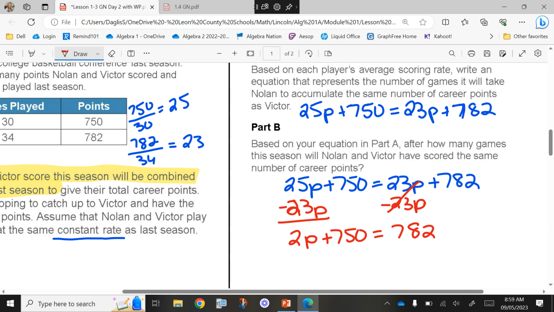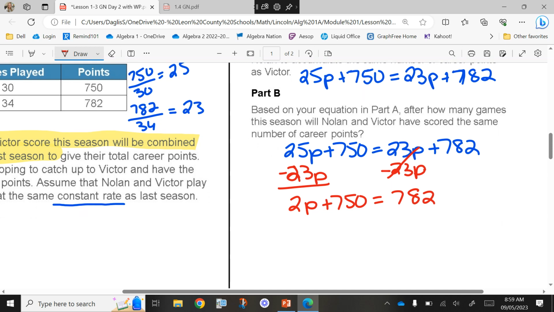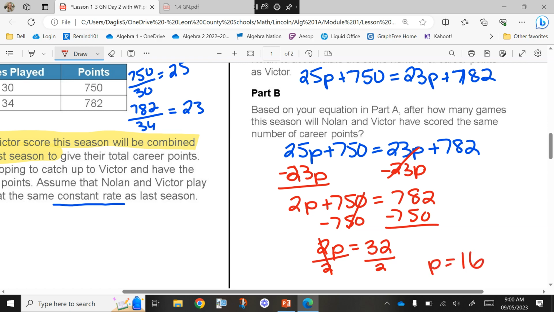What's our next step? Yeah, subtract our 750. So now we have 2p equals, what's 782 minus 750? 32. Our final step. Divide by 2 and get 16. Good. Divide 32 by 2 and we get p equals 16.